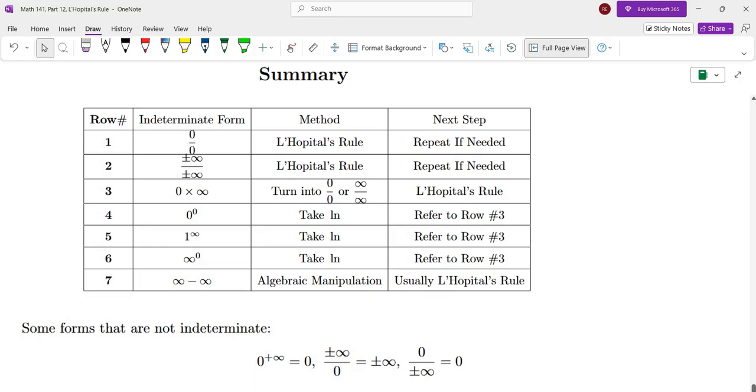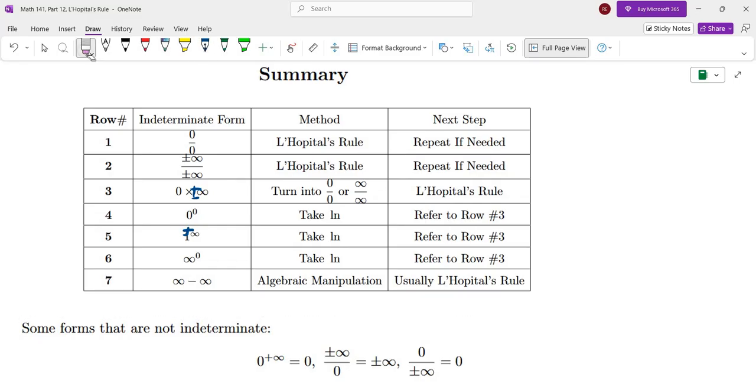The first one is 0 over 0. You can apply L'Hopital's rule. You might have to repeat L'Hopital's rule multiple times. Next one is infinity over infinity. Now it could be plus or minus infinity. Then you apply L'Hopital's rule for that one as well. Then we have 0 times infinity. This infinity could be positive or negative infinity. Same for the exponent here as well.